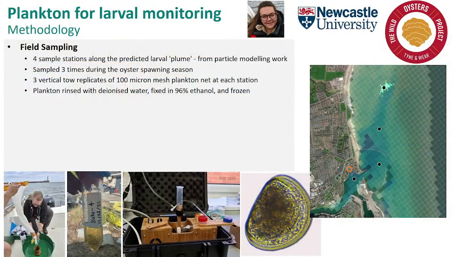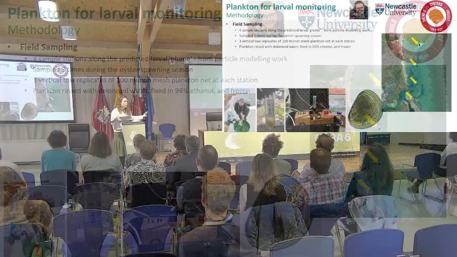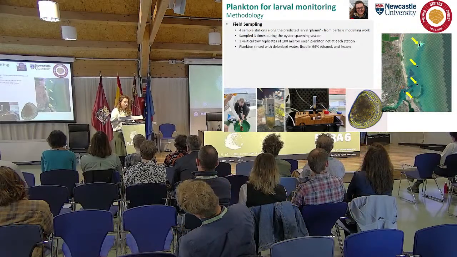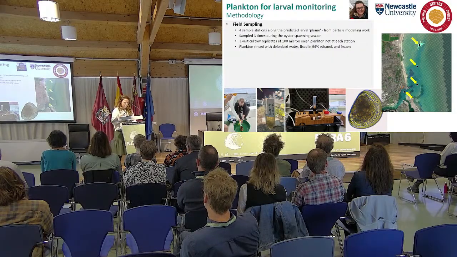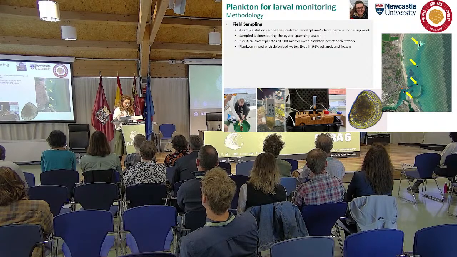Here on the slide you can see a map. There is an orange circle which shows the broodstock location of the marina, and the black dots with the yellow arrows show the plankton sampling stations. These stations were selected based on the larval plume modelling that we did, and the blue shading behind shows the outputs of that model, with the darkest areas indicating the highest level of predicted larval abundance.